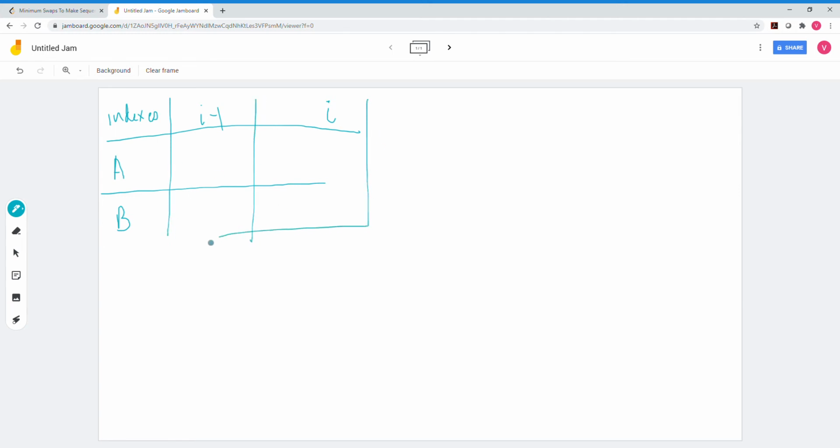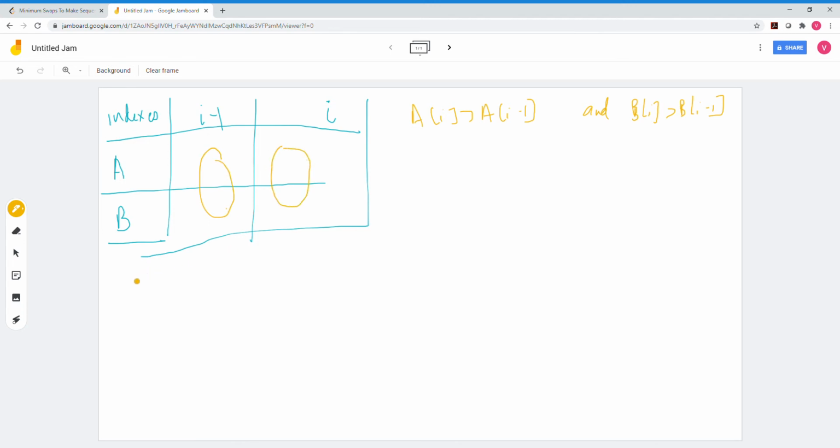So let me represent the first case now. The first case, I will be writing it over here. The first case is A of I is greater than A of I minus 1, and B of I is greater than B of I minus 1. So basically, essentially what I am saying is the element here is greater than the element here, the element here is greater than the element here. Now, if you see, both the arrays are strictly increasing until the index I already. So one option is to not do any swap here and to not do any swaps here.